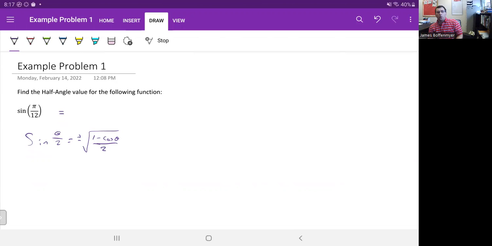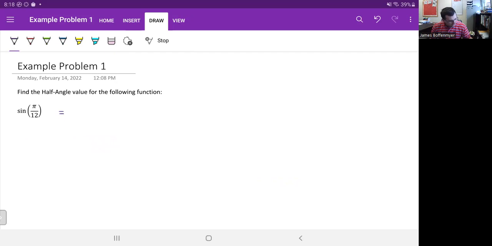But wait a second, I don't know what pi over 12 is. That's where half angle identities come into play, because they allow you to rewrite the function using values that we've known previously, specifically the values on the unit circle. So what I mean by that, let me erase this.